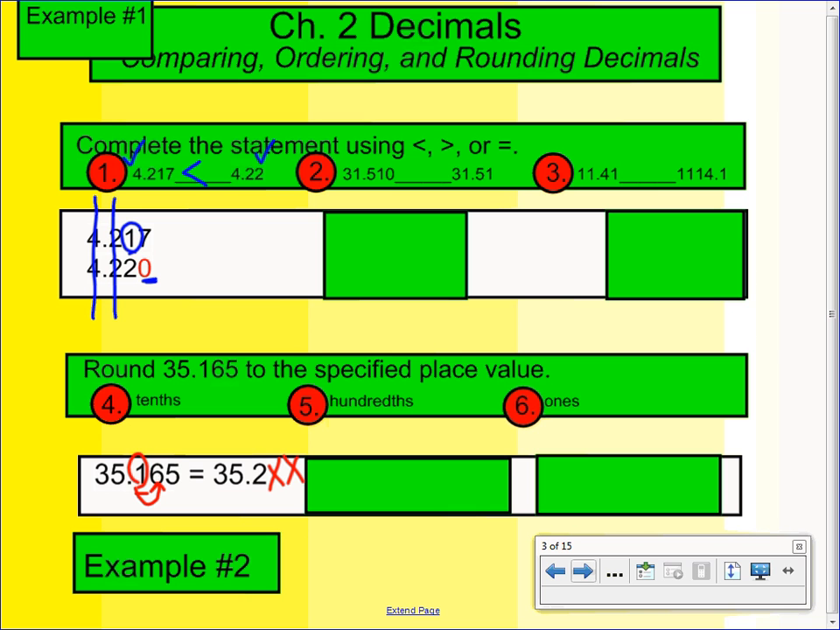Okay, go ahead and take your graph paper and do numbers 2, 3, 5, and 6. Pause the videocast while you do that, and I'll be waiting right here for you.